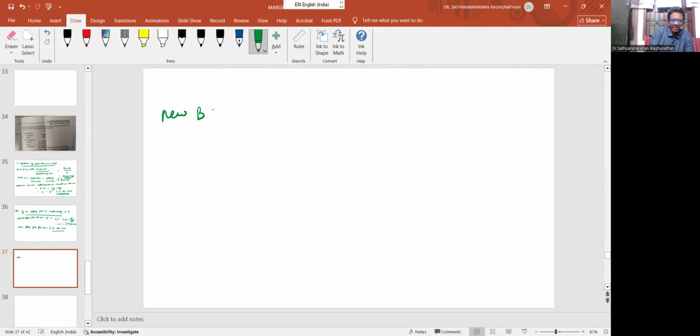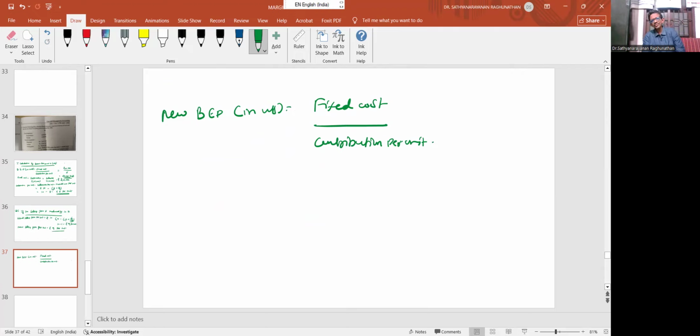Now, new break-even point in units is equal to fixed cost divided by contribution per unit. If you calculate the break-even point in units, your formula will be fixed cost divided by contribution per unit. If you calculate the break-even point in values, then your formula will be fixed cost divided by PV ratio. Please make a note of this. Now, fixed cost is the old fixed cost value only, there is no doubt about that. But contribution per unit, we have to calculate here.